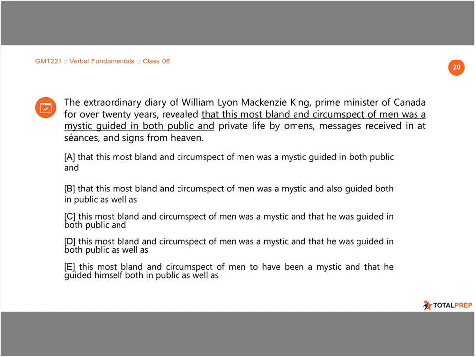The extraordinary diary of William Lyon Mackenzie King, Prime Minister of Canada for over 20 years, revealed that this most bland and circumspect of men was a mystic guided in both public and private life by omens, messages received in trances, and signs from heaven. The answer is letter A. Let's take a look why, first of all, A is correct.